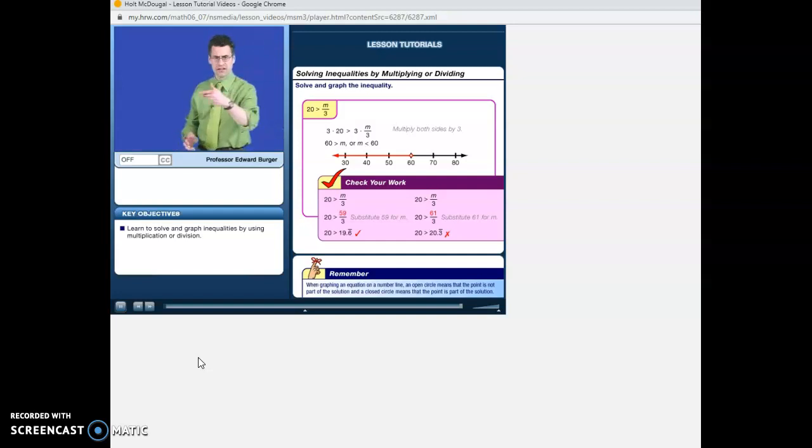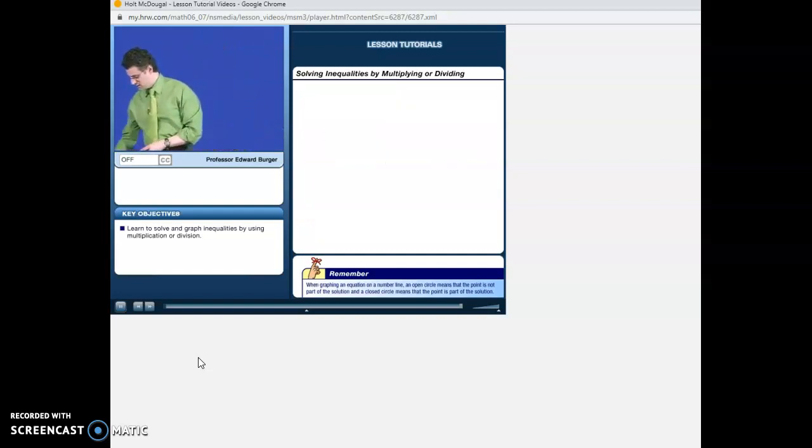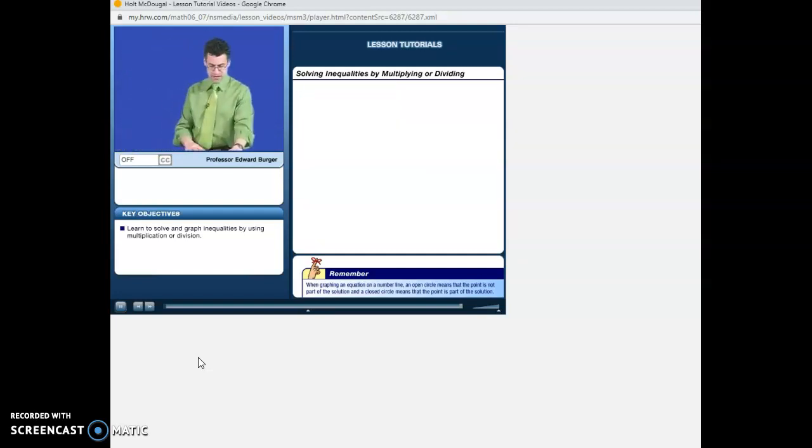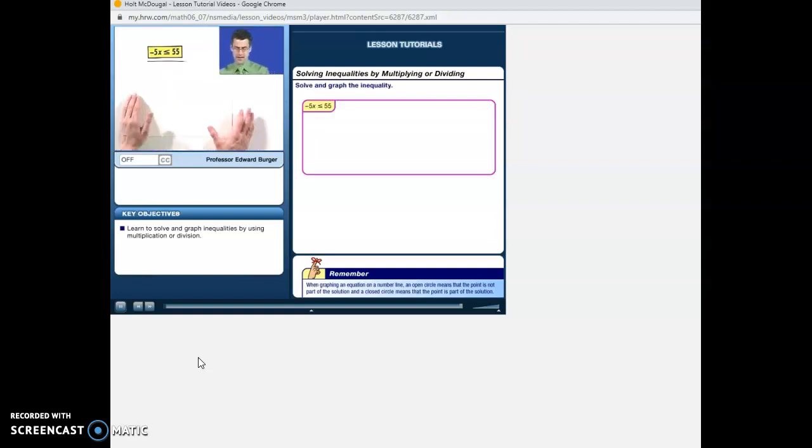All right, let's try another one together. Have some fun. Get down with the inequality. Negative 5x is less than or equal to 55. Okay, well here what I want to do, to undo the multiplication of negative 5 in front of the x, is divide both sides by negative 5. Ooh. But if I'm going to divide both sides or multiply both sides of an inequality by a negative number, that's going to reverse the inequality symbol. So we best be ready for this.